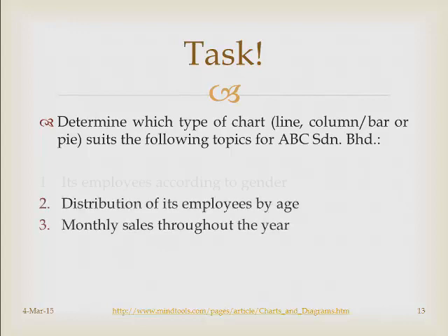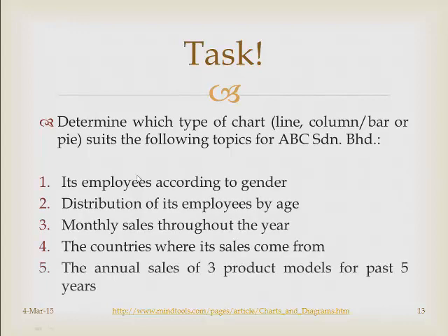Oops, sorry. It's employees according to gender, right? Talking about gender. Distribution of the company's employees by age, right? Monthly sales throughout the year. The countries where its sales come from. And the annual sales of 3 different product models for the past 5 years. So which do you think is the most suitable type of chart for each of these topics? Think about it, try it out, and we'll discuss the answers in class.